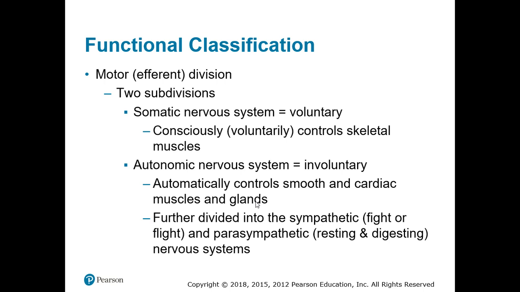Autonomic can then be further divided into sympathetic and parasympathetic. Your sympathetic is your fight or flight. So what happens when you're under duress or you're very nervous or anxious? Typically what happens is your heart starts racing faster. Your pupils dilate. You stop digesting food because you need that energy somewhere else.